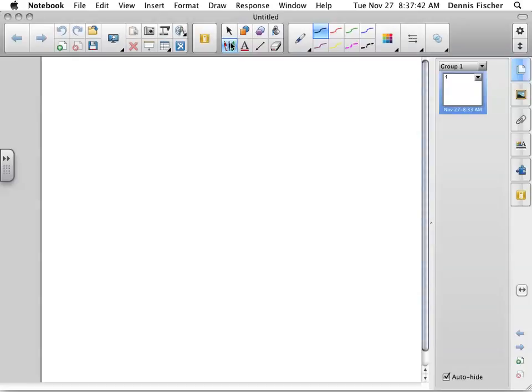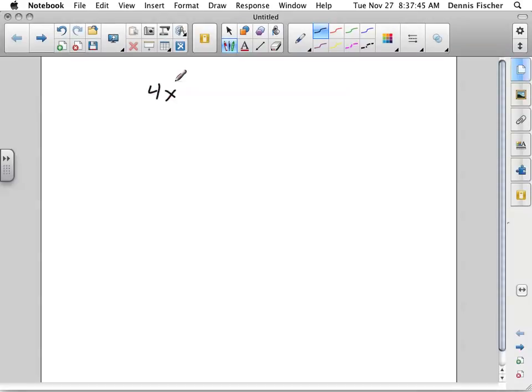The root of completing the square, I'm going to say, let's go with this one: 4x squared minus 12x plus 16 equals 0. Okay.